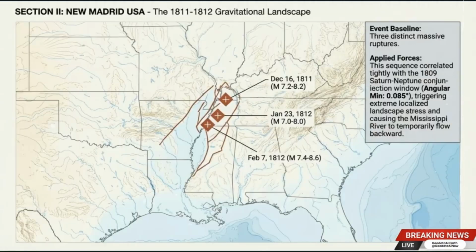Let's shift our focus to the New Madrid events of 1811 and 1812, where three massive ruptures fundamentally altered the American landscape. This violent sequence aligns remarkably well with the gravitational window created by the 1809 Saturn-Neptune conjunction. With an angular minimum of just 0.085 degrees, the resulting planetary stress was so immense it triggered these high-magnitude shocks, leading to the legendary phenomenon where the Mississippi River actually appeared to flow backward for several hours.